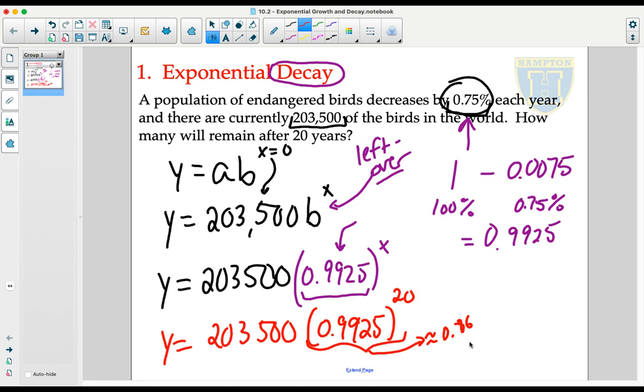So 0.86 times the 203,500 gives us a final population of 175,55 birds.